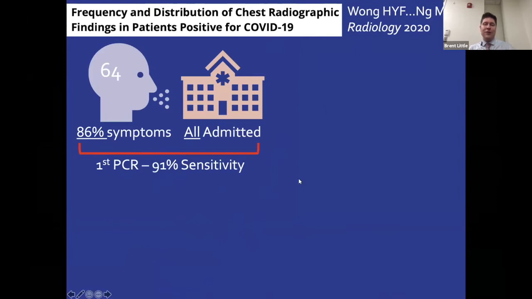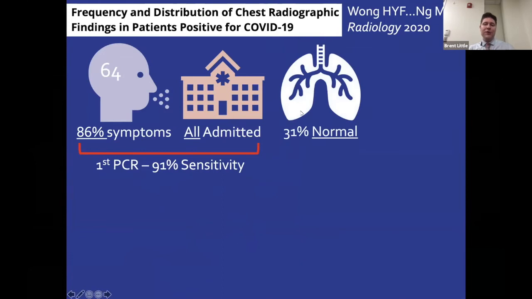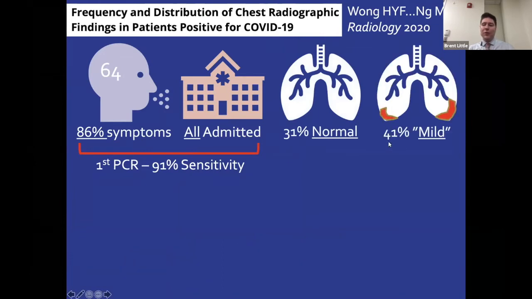But how did radiographs do? Well, 31% were actually normal, and an additional 41% had only mild opacities. And so that means at best, only 69% sensitivity for radiographs. And remember, this is in admitted patients and most of whom were symptomatic enough to require admission.